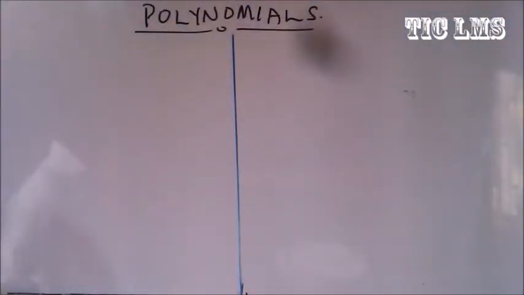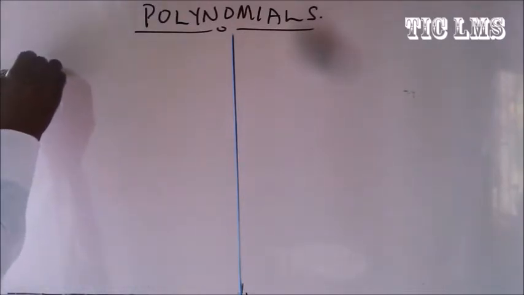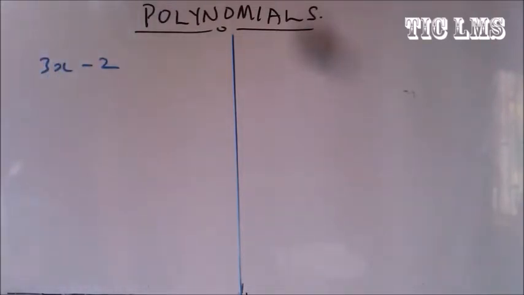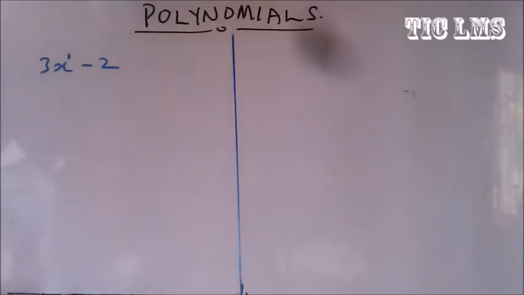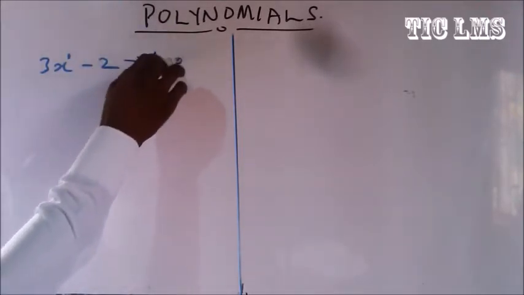In mathematics, we shall be looking at the topic polynomials. When we talk about polynomials, we are talking about mathematical expressions which have a product of a constant and a variable that has several powers. What I mean is that when you have a number such as 3x minus 2, this 3 is a constant and this x is a variable. Now this power of this variable can increase. Now in this case, we have this as a linear polynomial.